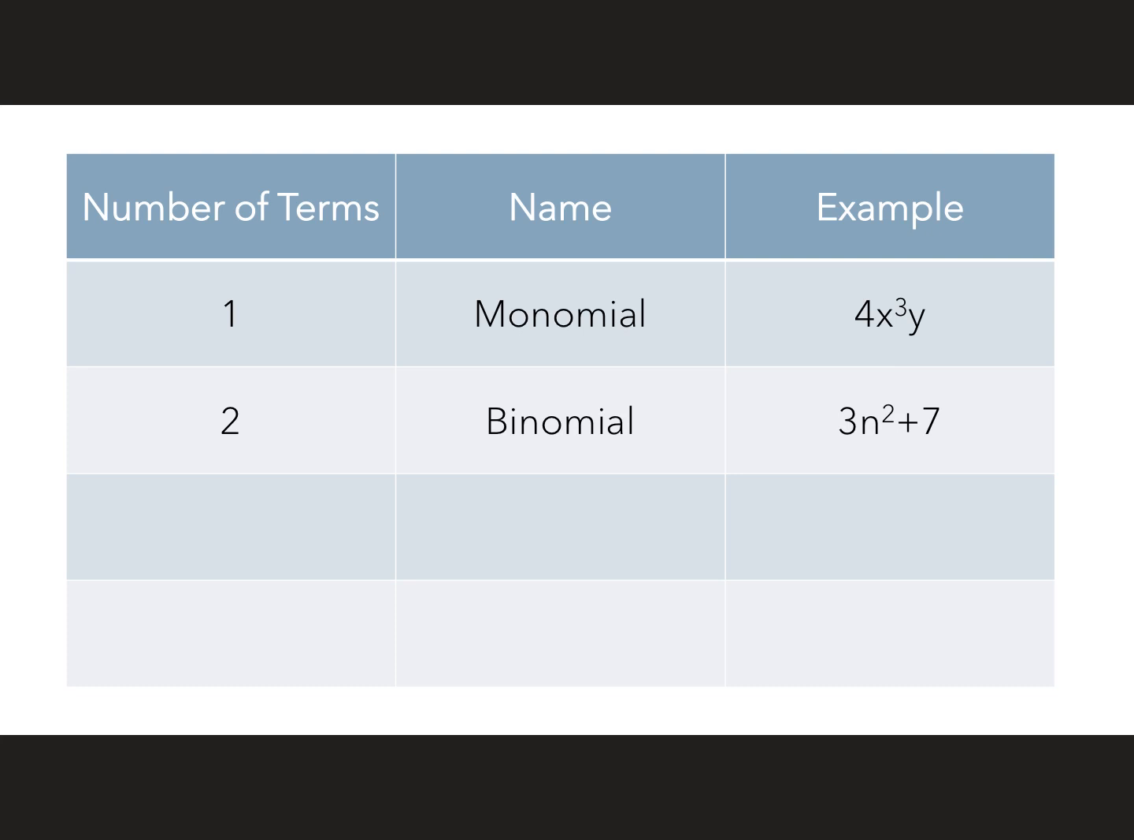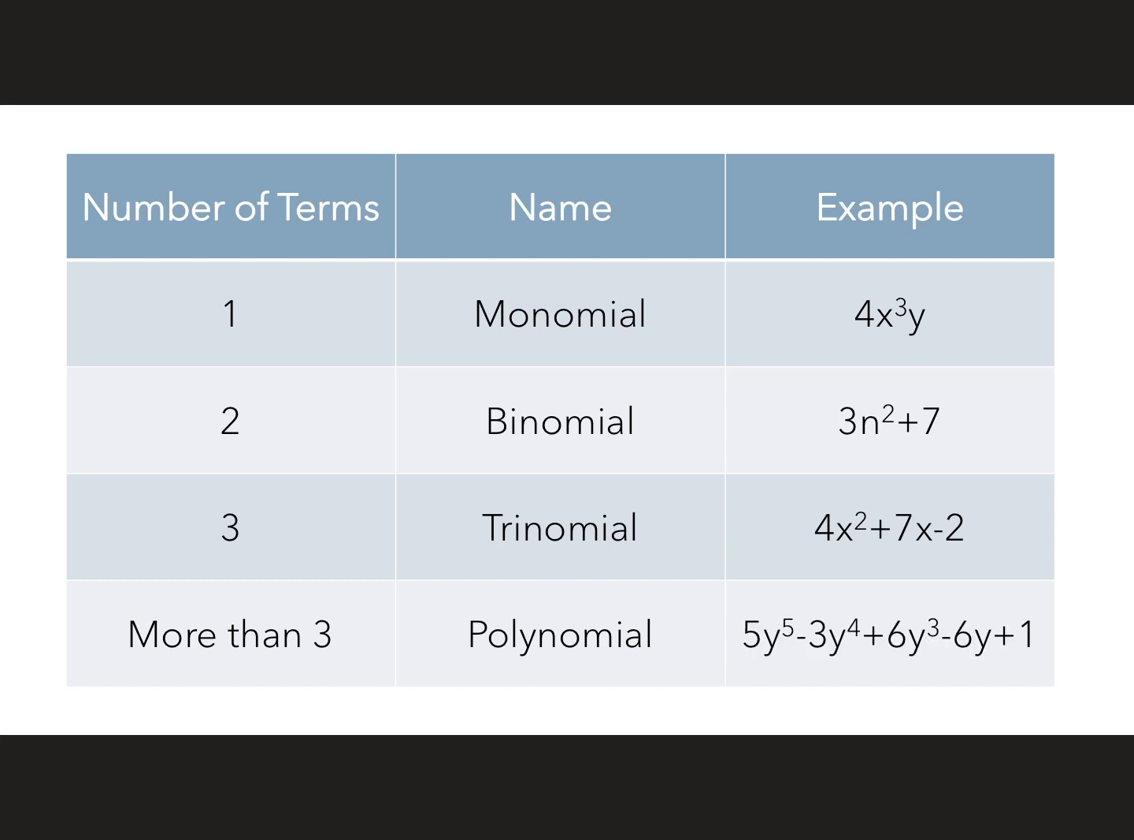A polynomial with three terms, what do you think that's going to be? Well, if you say trinomial, you are correct. Again, with the prefix tri, meaning 3. And here's an example. What about a polynomial that has more than 3 terms? Well, we're just going to call that a polynomial. All of them are polynomials, but only the first 3 get special names. So here's an example of that.